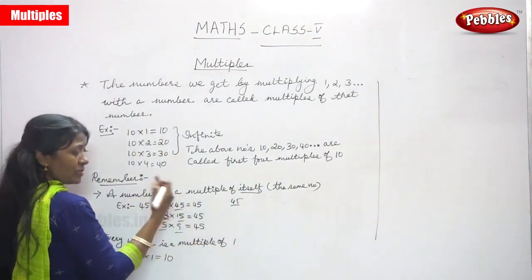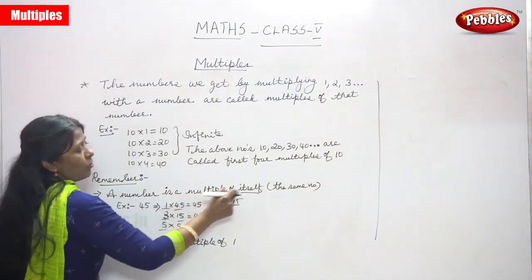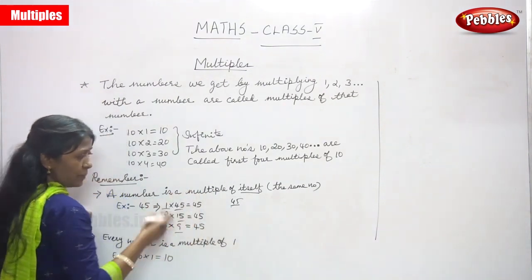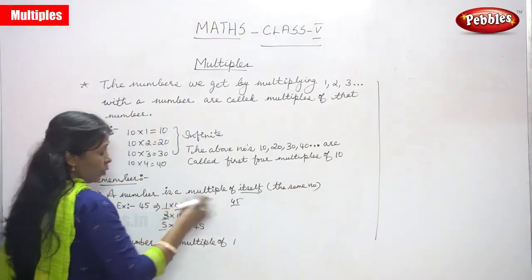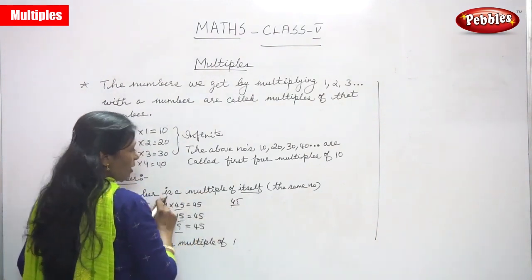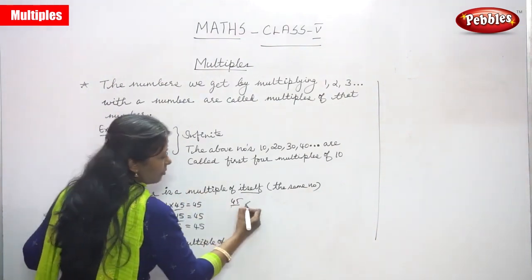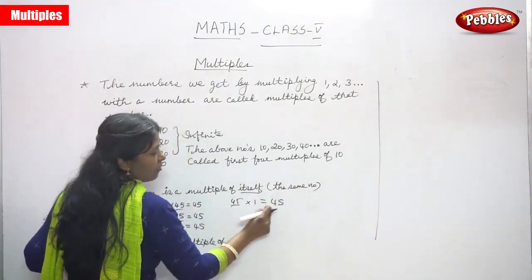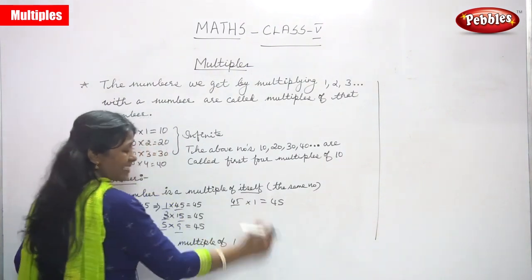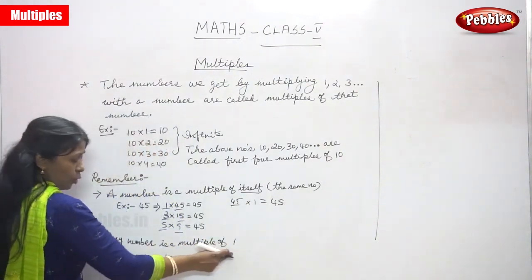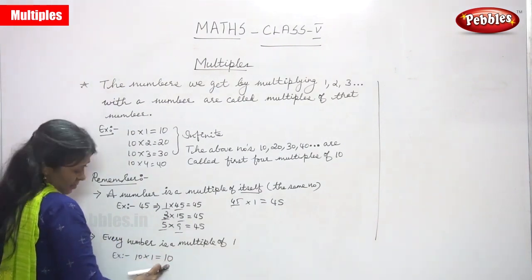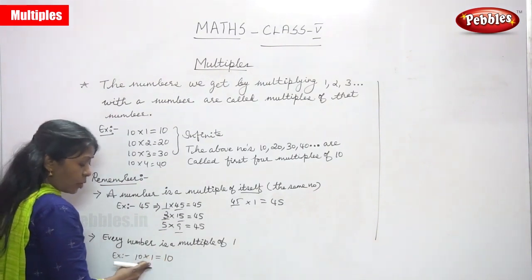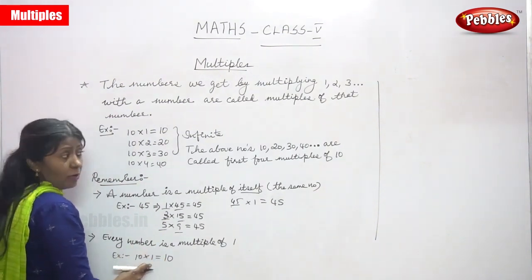A number is a multiple of itself, the same number. So 45 is one of the multiples of 45, that is 45 into 1 you can get 45. 45 means the same number, otherwise we can call it itself. So every number is a multiple of 1. 10 into 1 you can get 10. So 10 is a multiple of 1. If you multiply by 1 only, you can get 10.